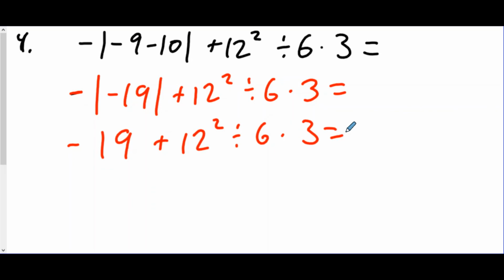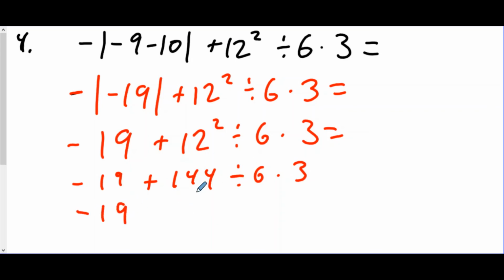Next, I'm done with grouping symbols, so I do the exponent. Negative 19 plus 144 divided by 6 times 3. So I've got plus, divide, and multiply. So again, multiplication and division are in the same step, but we go left to right. So since division comes first, that's what happens first.